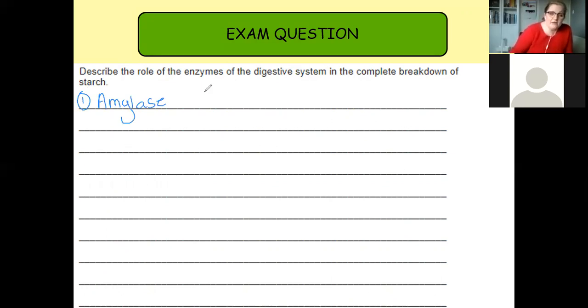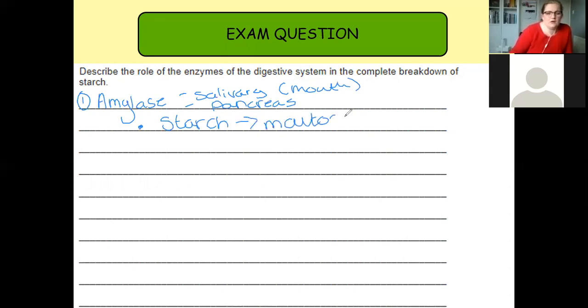So we'd have amylase, which is made in our salivary glands, so it's found in the mouth, and in the pancreas. What does amylase do? Well, amylase breaks down starch into maltose. It does this via hydrolysis.